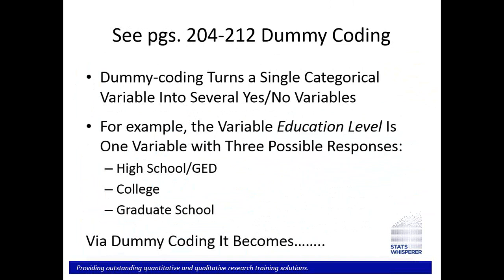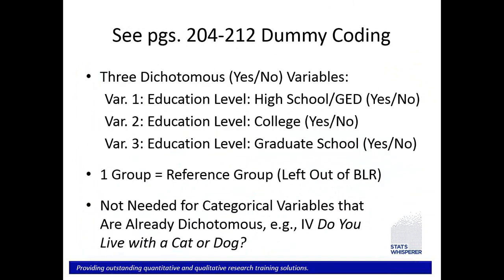For example, the variable education level is one variable with 3 categorical responses. It's one variable that asks, what's your highest level of education? And your response choices are high school GED, or college, or graduate school. So that one item now becomes 3 dichotomous yes-no variables. Variable 1 would be education level high school GED, yes-no. Variable 2 is education level college, yes-no. And variable 3 is education level graduate school, yes-no.